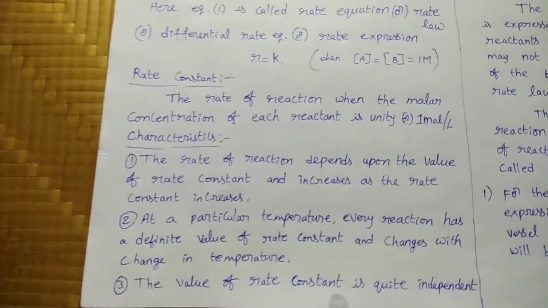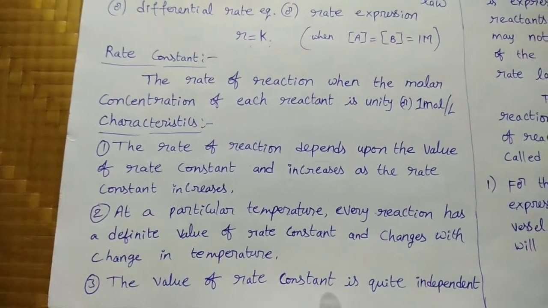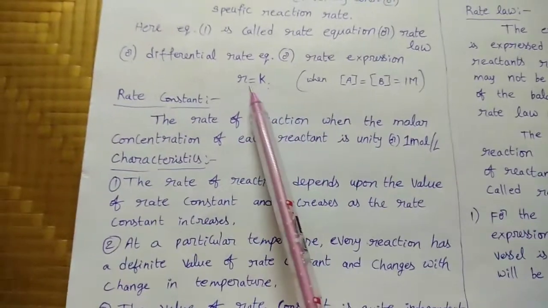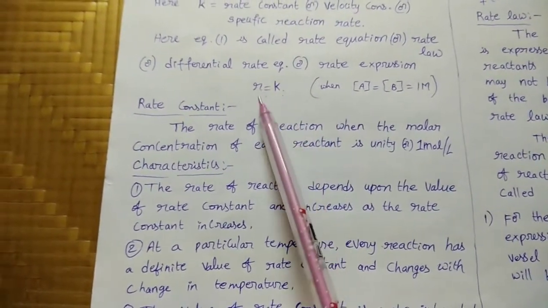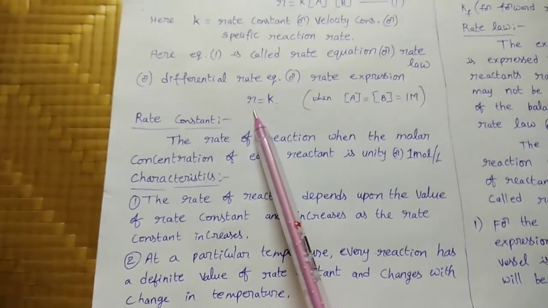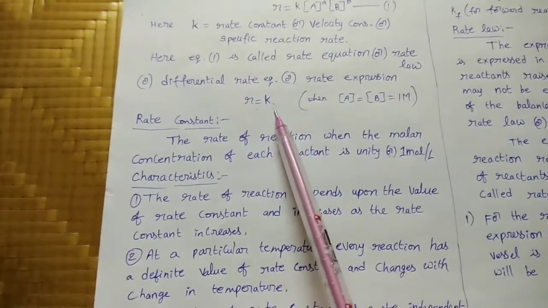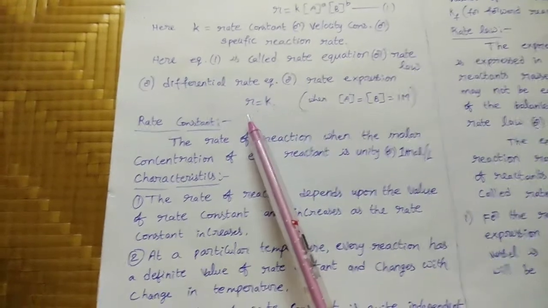First, the rate of reaction depends on the value of the rate constant and increases as the rate constant increases. So the rate of reaction depends on the rate constant value. When the rate constant increases, the rate of reaction also increases. Rate of reaction increasing means the speed of the reaction increases. So if the rate constant value is large, then that particular reaction's speed is also high.